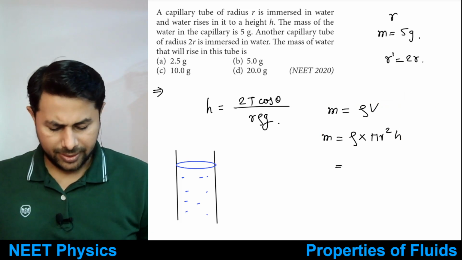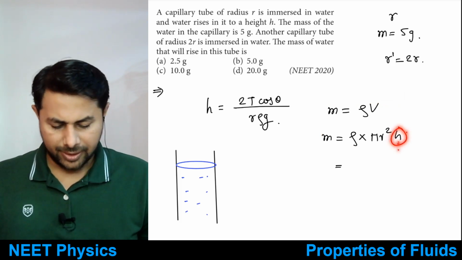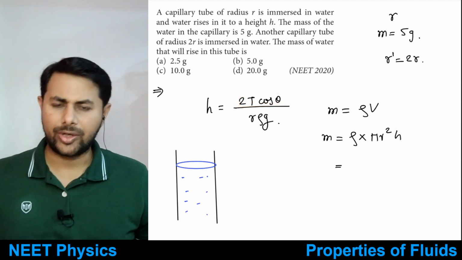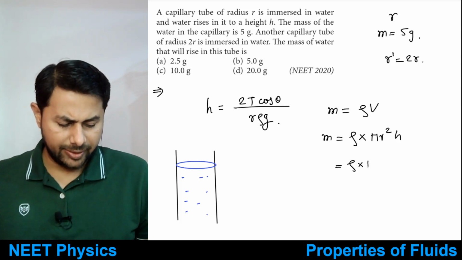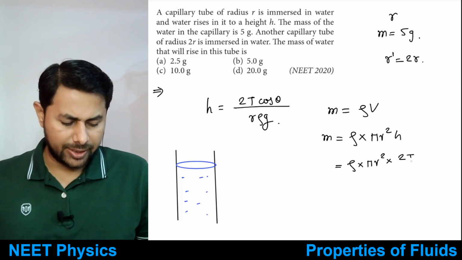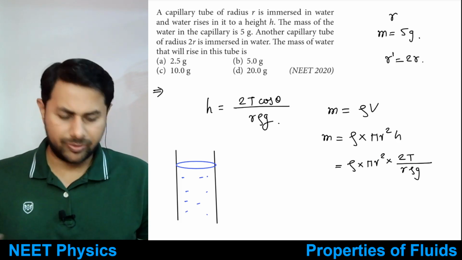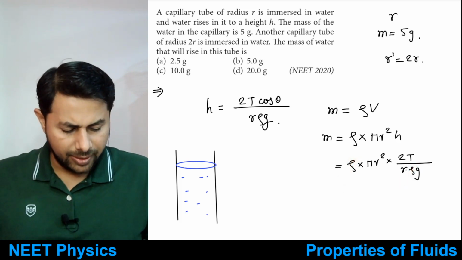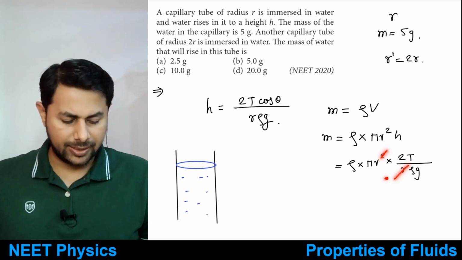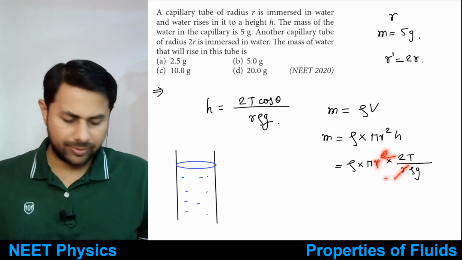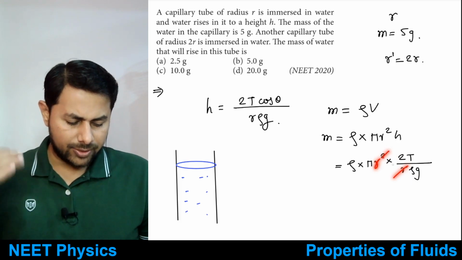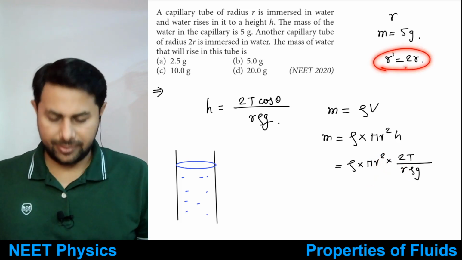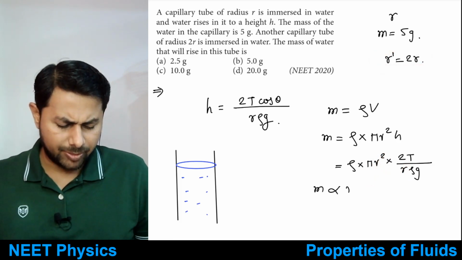Right? And then for h, what is h? h is 2T cos theta divided by r rho g, and it is water. For water, theta is equal to 0. So you can just say that h is 2T divided by r rho g because cos 0 is 1. Then this rho will get cancelled out. In the numerator you have r square, in the denominator you have r. So r square gets cancelled with r and only r remains. So mass would be directly proportional to r.